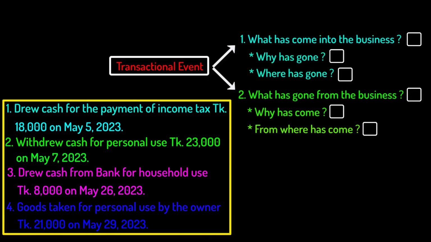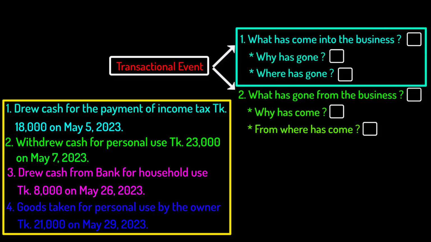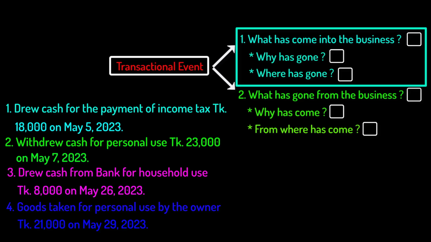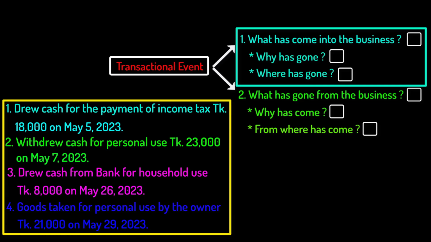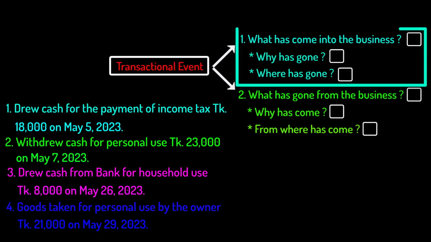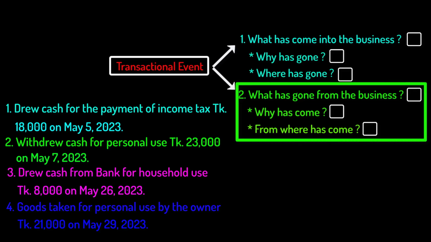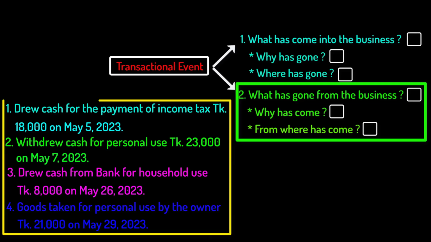For passing journal entries, they have to ask themselves these questions first, so that they can find out the name of at least one account that is involved in each of these transactions. After getting the answer of these questions, they have to ask themselves these questions so that they can find out the name of another account that is involved in each of these transactions.